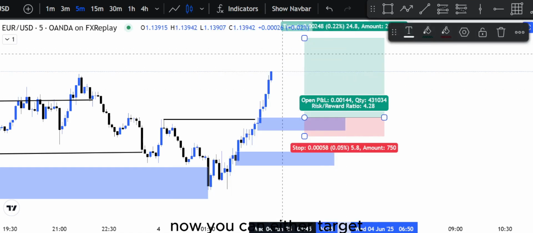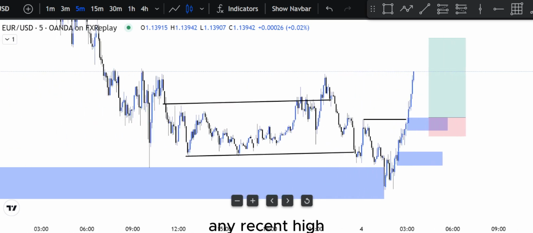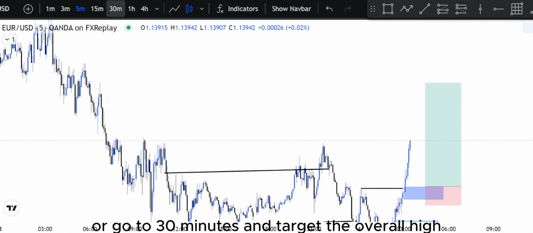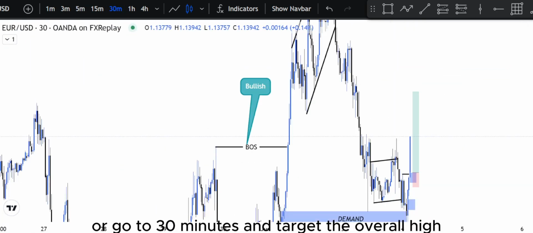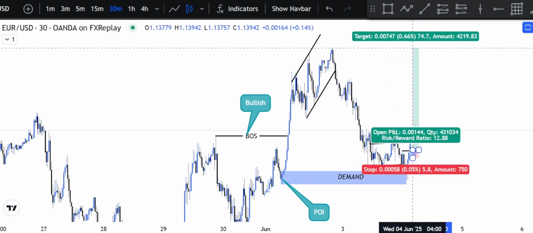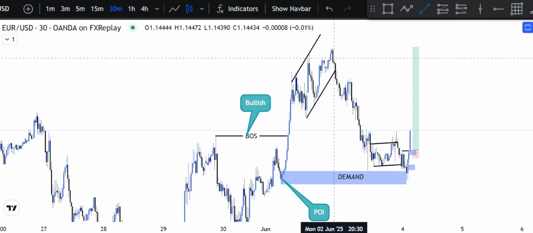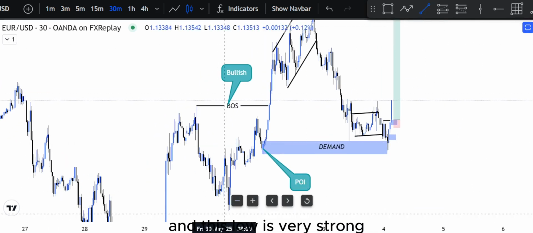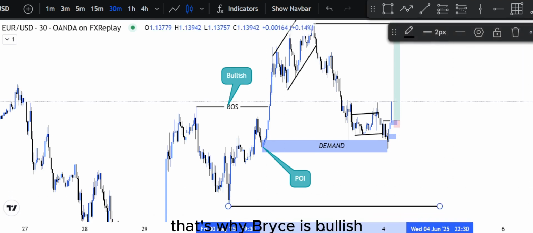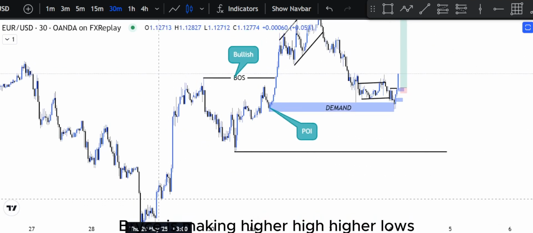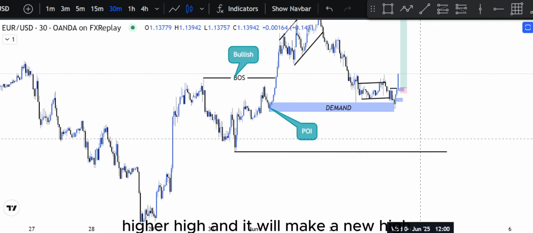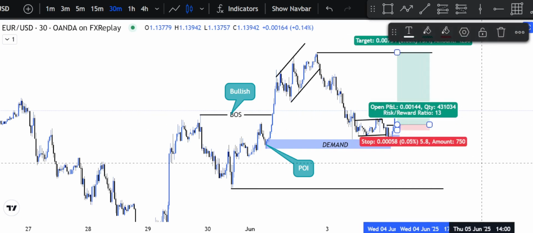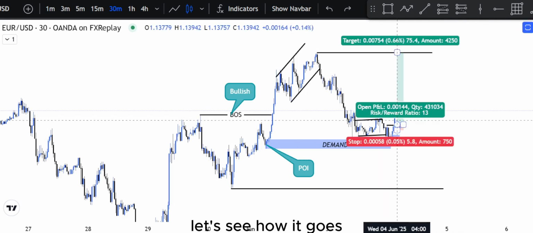Now you can either target any recent high, maybe this high, or go to 30 minutes and target the overall high, because this high is weak and this low is very strong. That's why price is bullish. Price is making higher high, higher lows, higher high, and it will make a new high. Let's see how it goes.